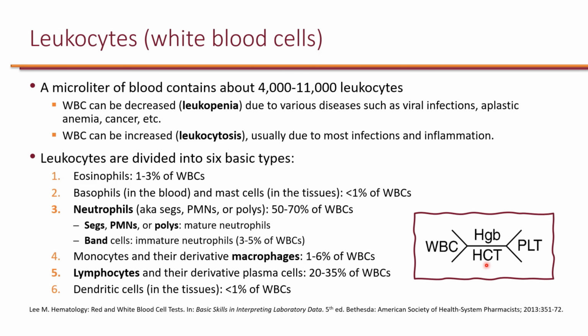Now, here on the right-hand side, you can see the shorthand way of writing some of these lab values. So on the left-hand side is white blood cell, on the right-hand side is platelet, at the top is hemoglobin, and at the bottom is hematocrit. And this is the shorthand clinicians typically use when they work up patients. So you don't have to write white blood cell, you just write numbers here instead of these labels.